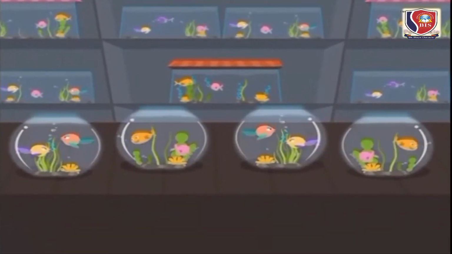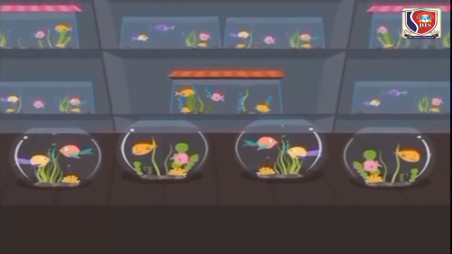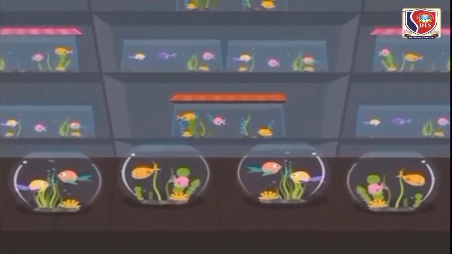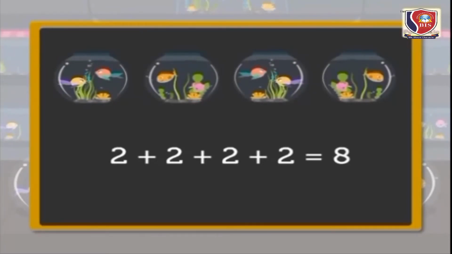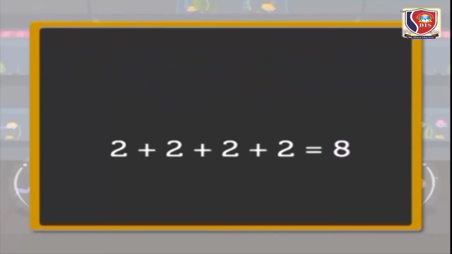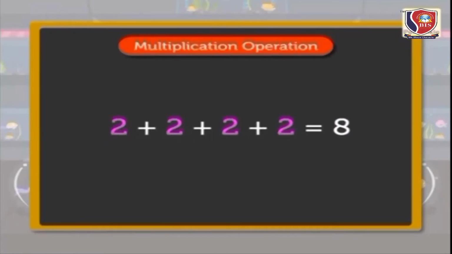There are 4 fish bowls. There are 2 fish in each bowl. To get the total number of fish, we add the number of fish in all the 4 bowls. That is, 2 plus 2 plus 2 plus 2 is equal to 8. There are 8 fish in all. Here, we repeatedly added 2 4 times. This is called multiplication operation.